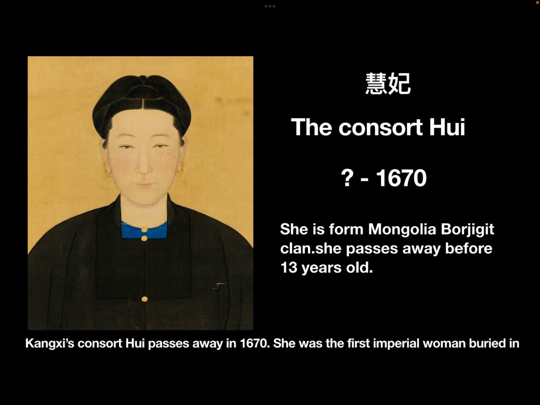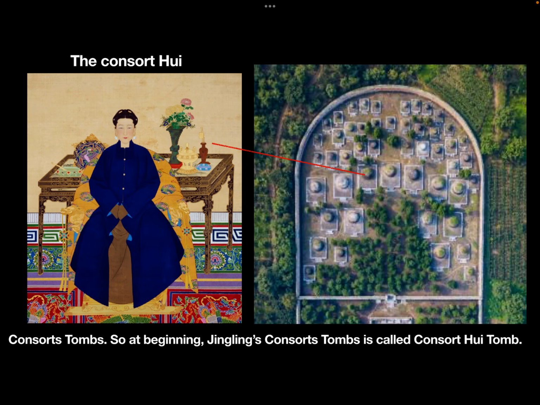Kangxi's consort Hui passed away in 1670. She was the first imperial woman buried in the consort tombs. So, at the beginning, Jingling's consort tombs were called the consort Hui tomb.